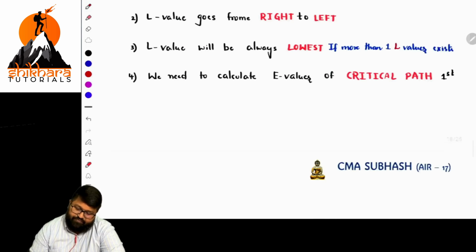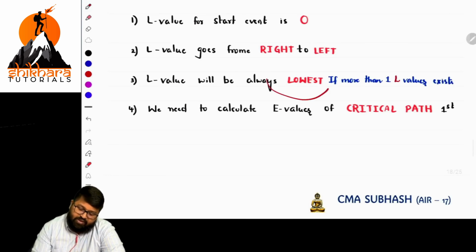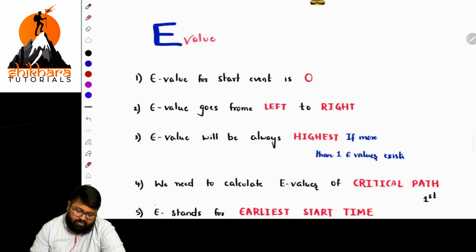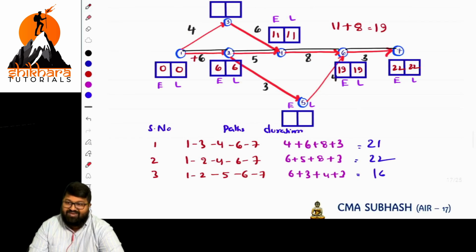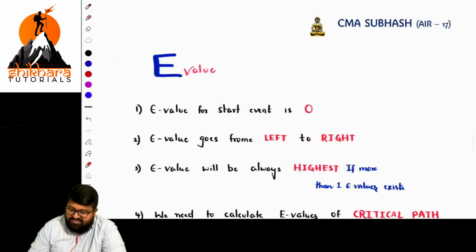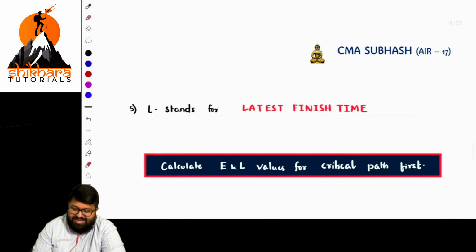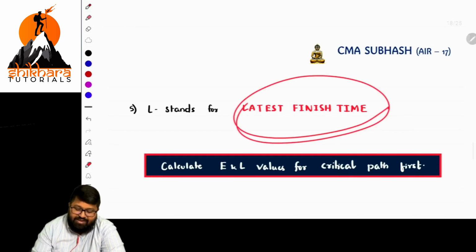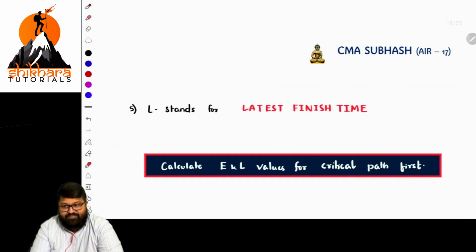Next, L value will always be the lowest if more than one alternative path is there. We need to calculate the E value for the critical path first. That's the basic rule. And one more thing: at the end event, whatever E value we have will be the same for the L value also. That is fine. And what is the meaning of L? Latest finish time. E stands for earliest start time, EST. Okay, exam oriented.